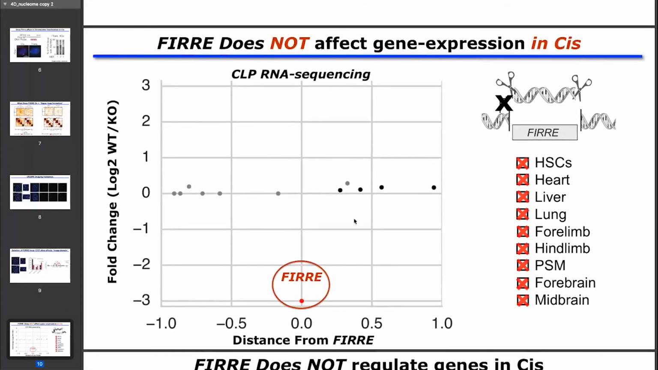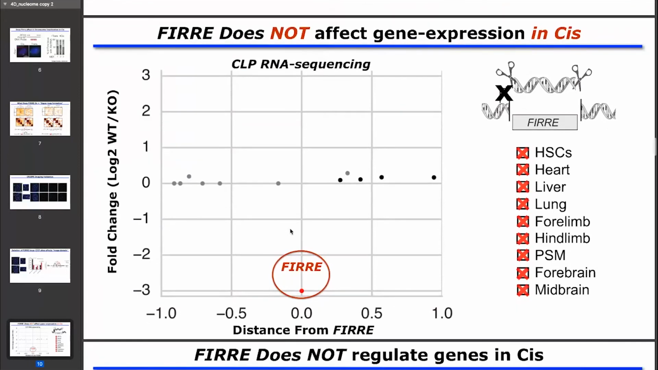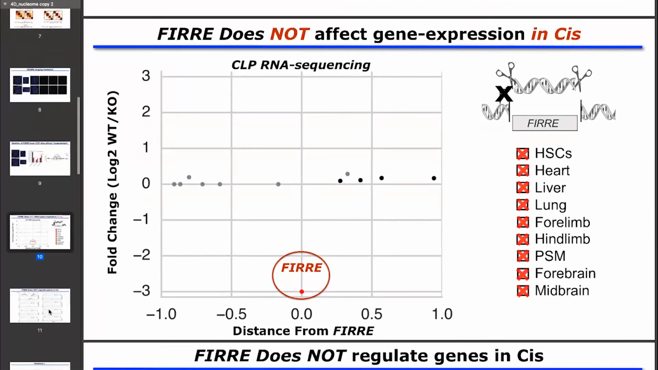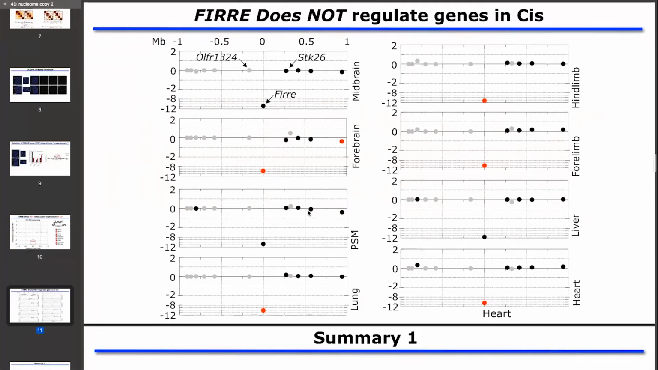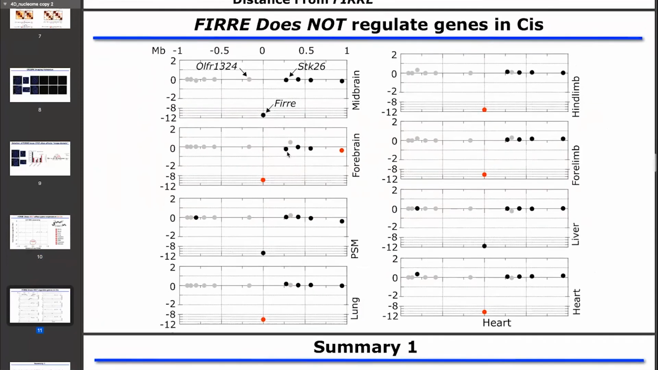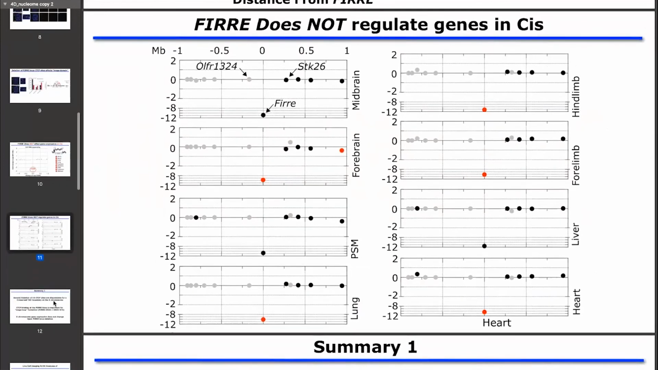In fact, we don't see anything happening on the X chromosome as far as gene expression changes. That's further reinforced on slide 11 here, where we can see that FIRE is gone in all of our knockouts. We look at all these tissues, and we don't see any of the local genes in a 2 megabase window changing. The same is true for the entire X.